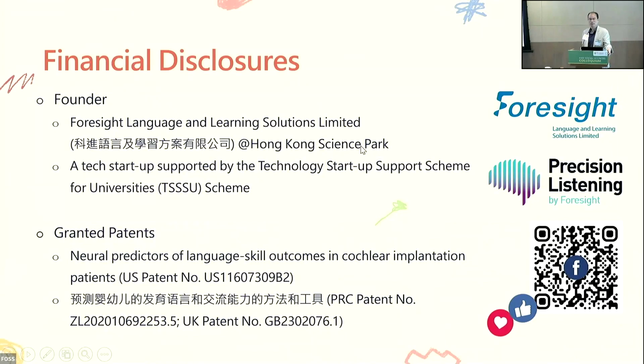As I said, the EEG test is now commercialized in Hong Kong, and I'm the founder of a startup company in Science Park. So I have financial interests, and therefore I need to disclose those financial interests. The research that I presented obviously is related to my company. That's why there's a conflict of interest and I need to declare that. And also the research that I presented is related to various granted patents and provisional patent applications that we have filed. So there's that I also need to declare.